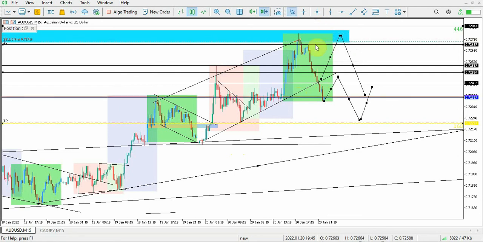Okay, so what I'll be waiting for right now is a bit of a pullback, and then price to continue going to our target. But for us to exit, price doesn't necessarily need to get to our targets. A couple of candles in the Asian session, that's when I'll be looking to exit.